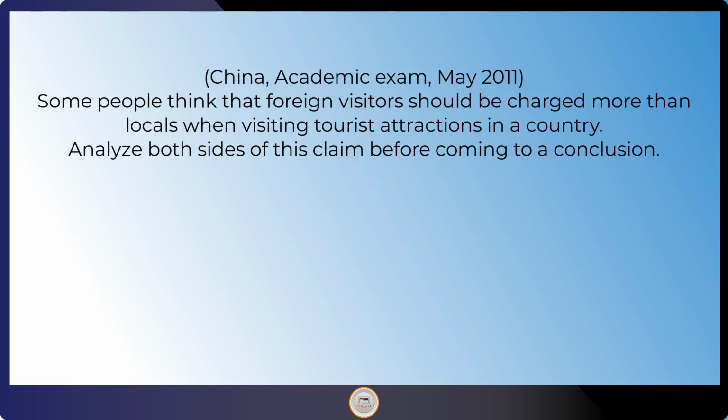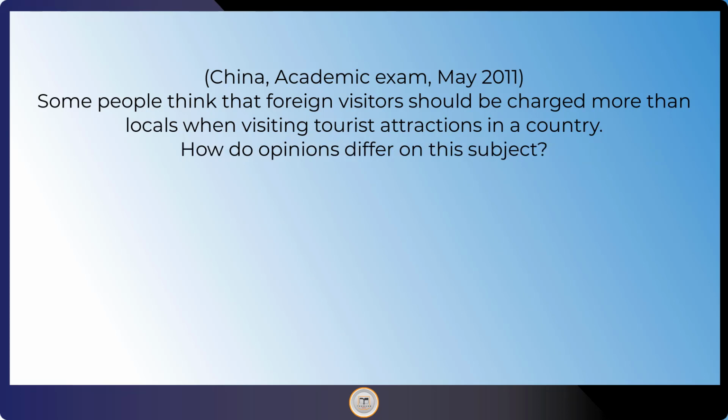I'll give you a few seconds to decide what kind of essay we would need to respond with. And if you guessed a discussion essay, you would be correct. Analyze both sides of this claim before coming to a conclusion. So basically we're being asked to look at both the argument that supports this and the argument that refutes this, and then we're being asked to come to a conclusion, which just means to present our opinion. So this would be a discussion style of essay. Okay, let's try another one.